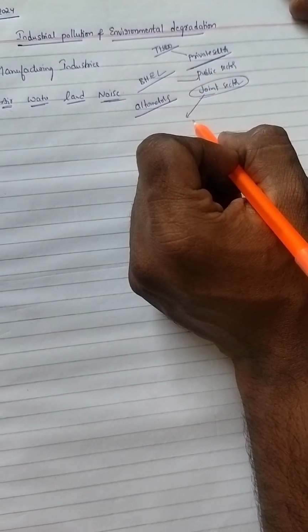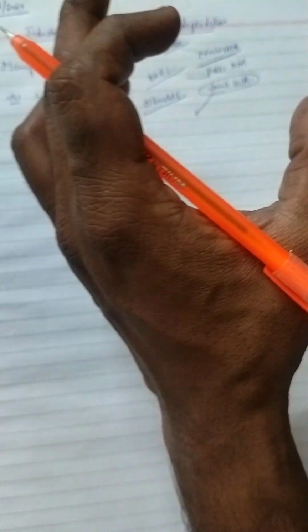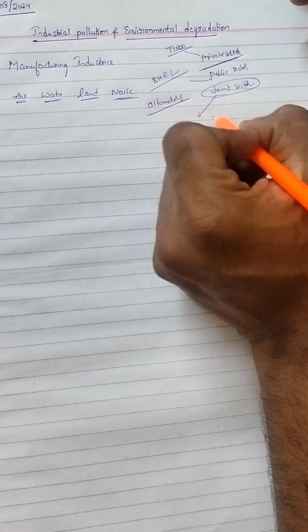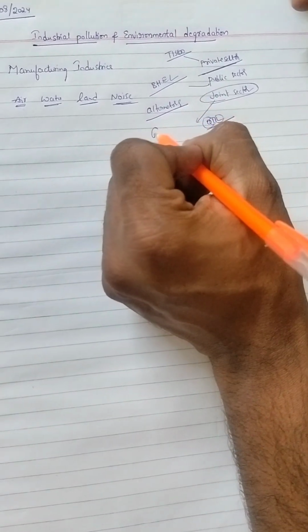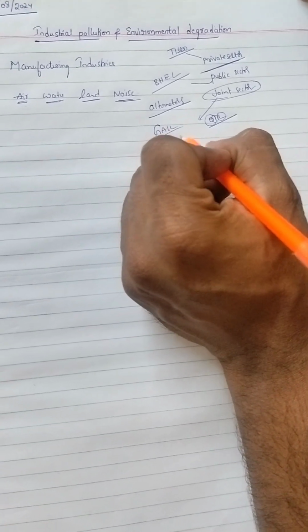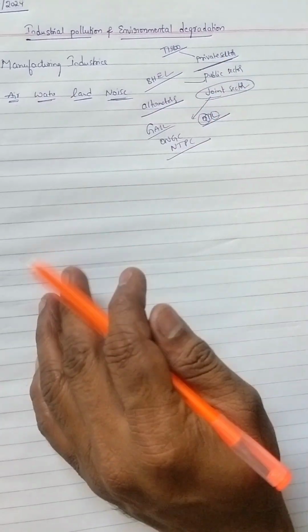Next one is joint sector. Joint sector is a mixing of both the state and a group of individuals. It means it is controlled by the government and the investment is from private persons, meaning a group of individuals. Examples are Oil India Limited, GAIL, Gas Authority of India Limited, as well as ONGC, NTPC. All these come under the joint sector.